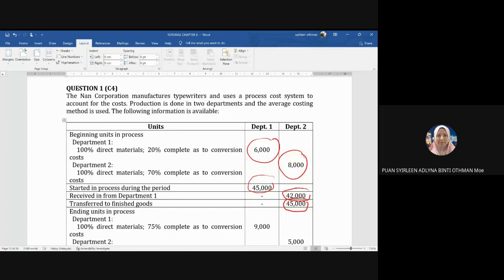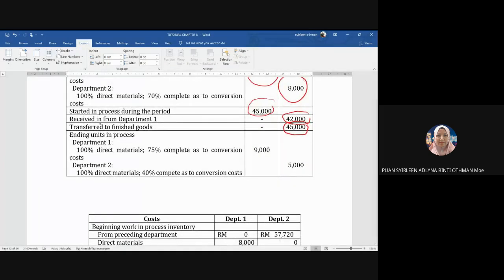So yang di bawah ni, ending units in process, this is your ending WIP. Bila awak nak cari nanti, nak masukkan dalam table, you will using this one lah, ending WIP. Nilai dia ialah 9,000 dan 5,000. So for direct materials 100%, percentage of completion untuk CC is 75. So ni nanti dia akan membezakan jumlah sebelum kita kira equivalent unit. Yang ni hanya untuk bahagian units.